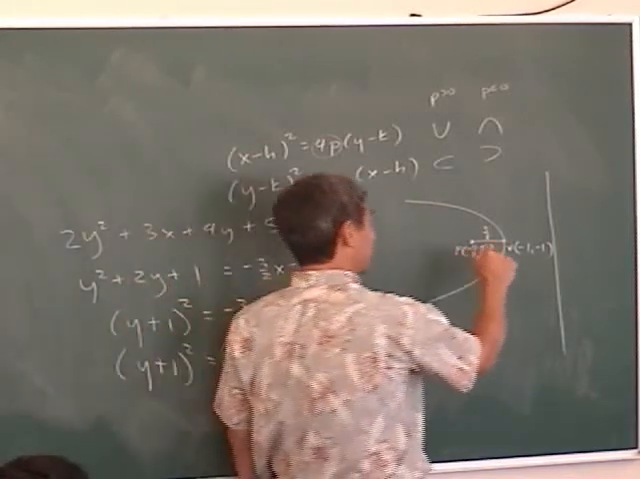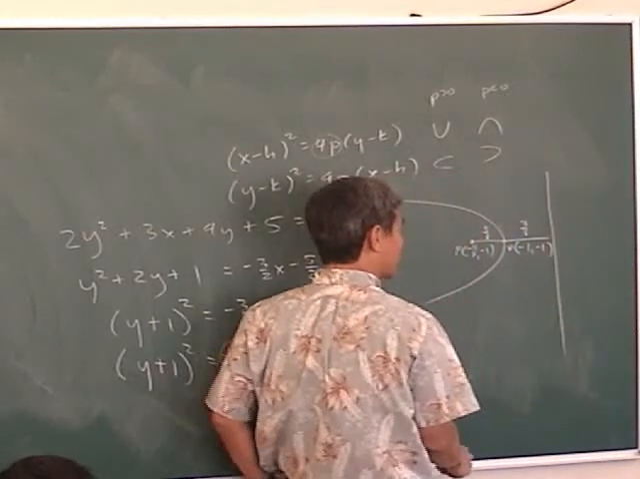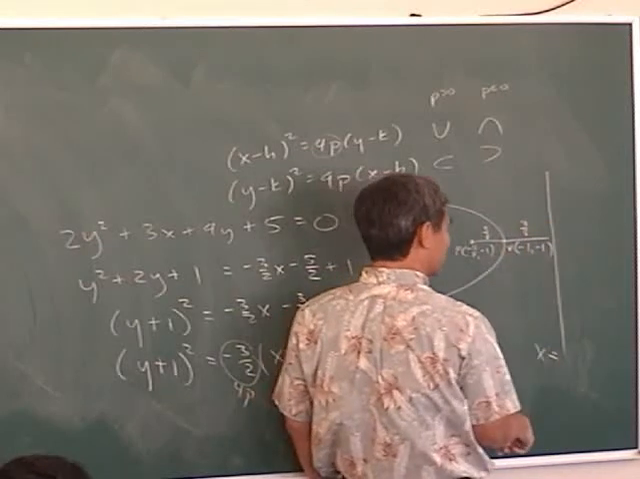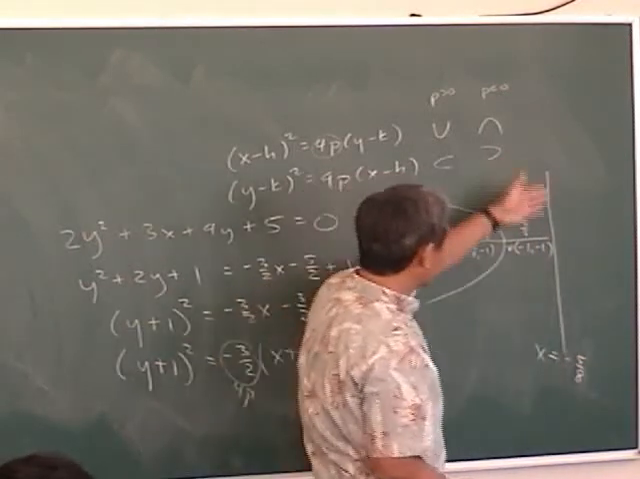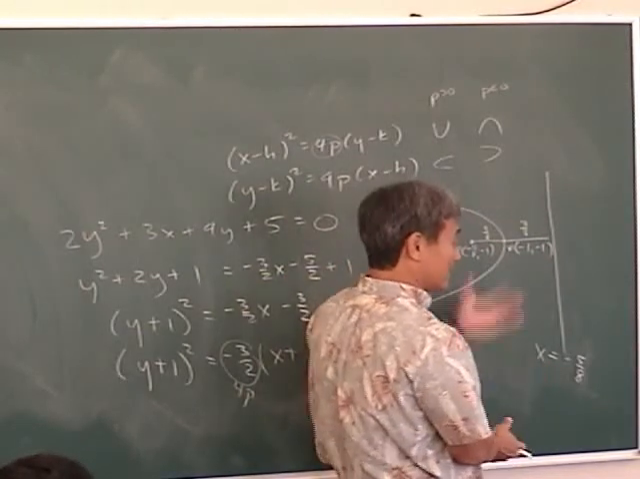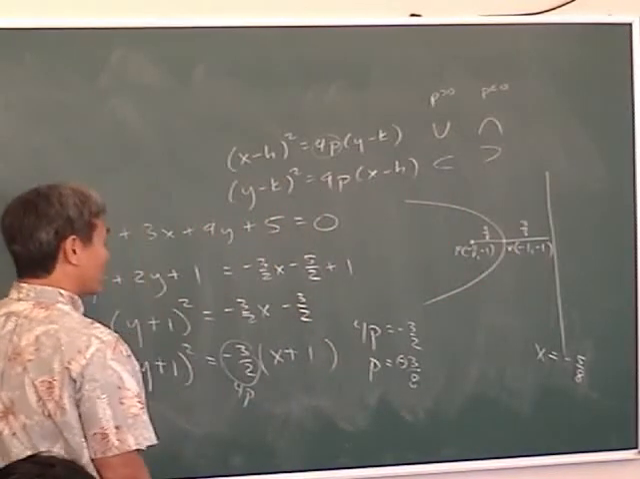And to get to the directrix, you go 3/8 to the right. So what's the equation of this directrix? x equals -1 plus 3/8, -5/8. Notice that the directrix is a line, so you're going to write an equation of a line, because some people write a point. It's not a point, it's a line. It's a vertical line.